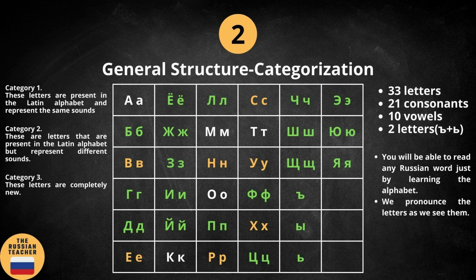Another good news is that you will be able to read any Russian word just by knowing what sounds the letters represent. It is not like English or French or other languages that have clusters of letters that denote special sounds. In Russian, it is a lot easier. We pronounce the letters as we see them. Okay, that is all I wanted to say about the general structure. Now let's continue with the alphabet itself.